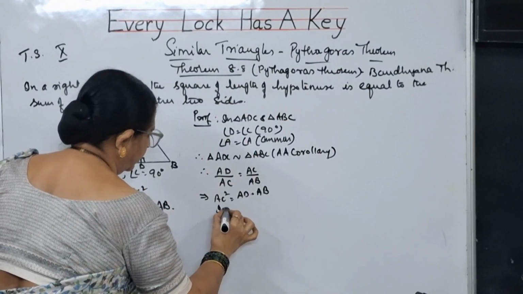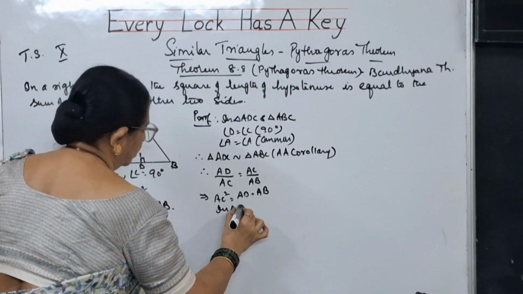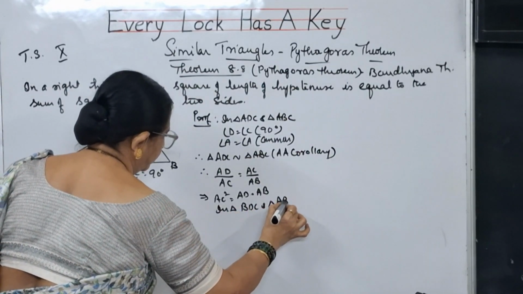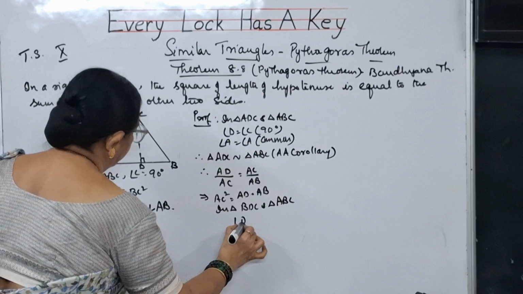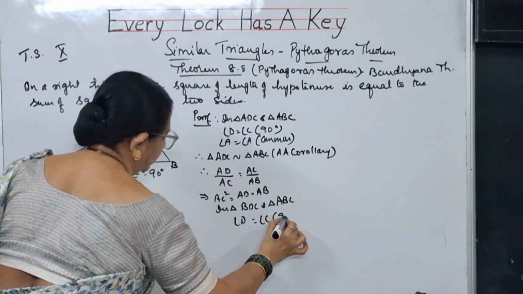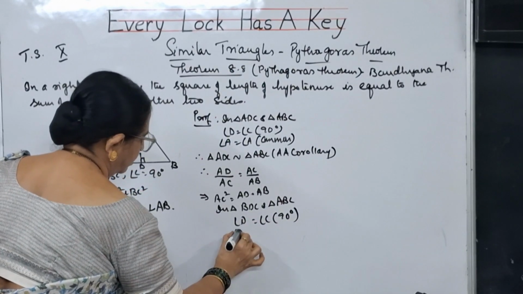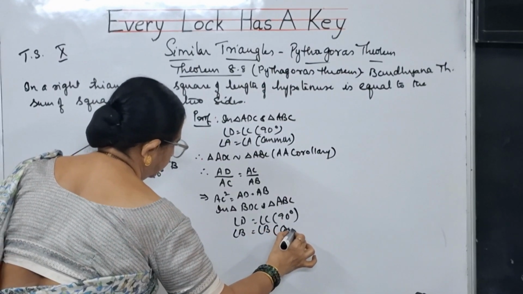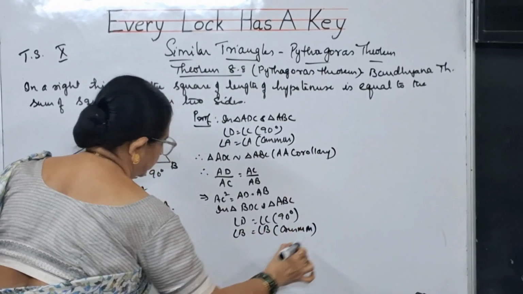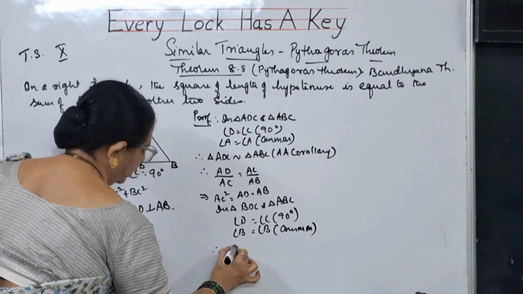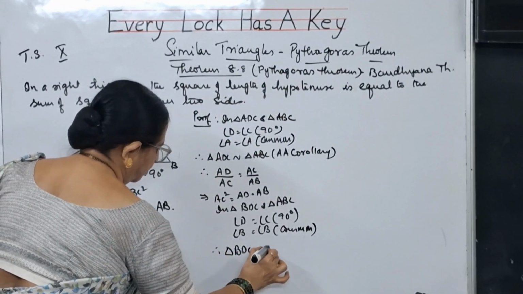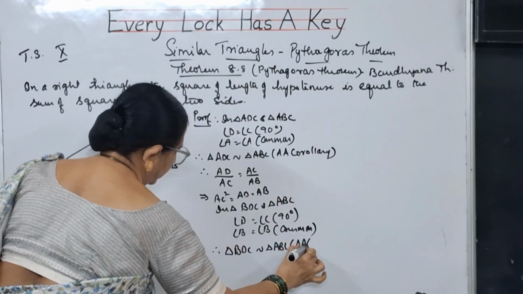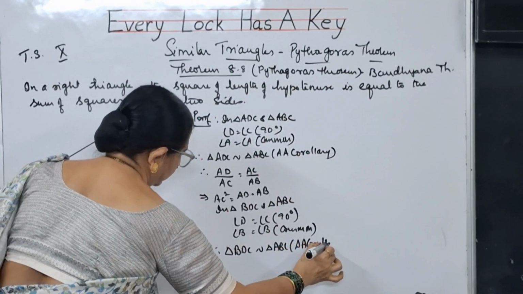Now you go for triangle BDC and triangle ABC. In this, angle D is equal to angle C, 90 degrees. Angle B is equal to angle B, common. Therefore, triangle BDC is similar to triangle ABC basing on angle corollary.